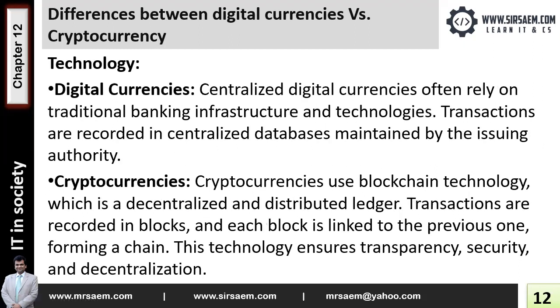As far as technology is concerned, centralized digital currency often relies on traditional banking infrastructure and technologies. Cryptocurrencies use blockchain technology, which is a decentralized and distributed ledger. So obviously, as far as the technology is concerned, they differ there as well. One works in the blockchain method, one works in traditional infrastructure and the typical technology that we have.